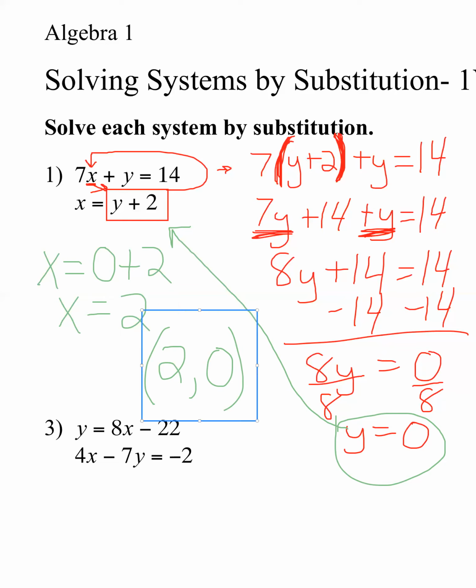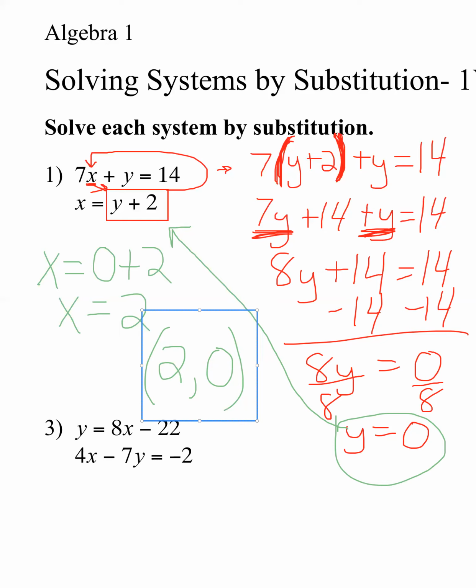2 comma 0. And you can take that answer and plug it back in and check, and it should work in both. So if I try real quick, 7 times 2 is 14. 14 plus 0, yep, that's 14. And then x equals y plus 2, let's see, I'm sorry, is 2 equal to 0 plus 2? Yep, it sure is. So pretty easy to check.